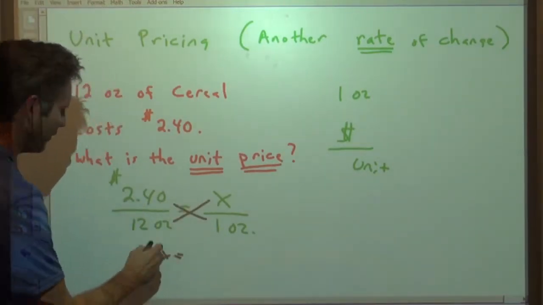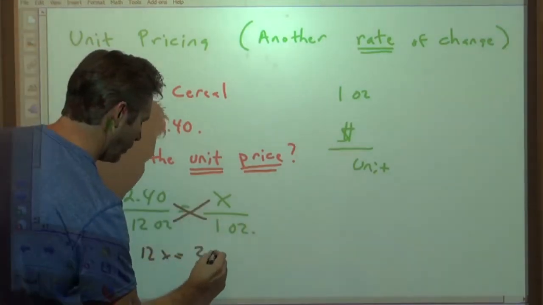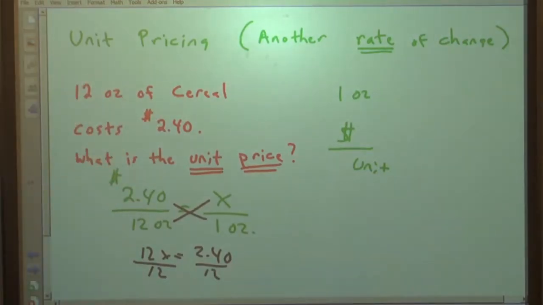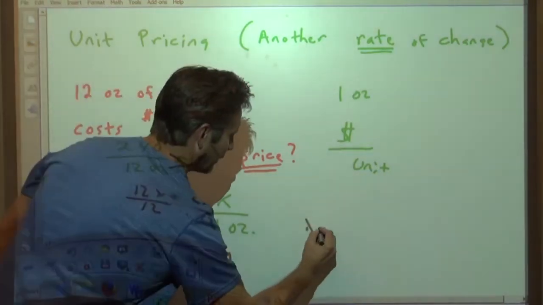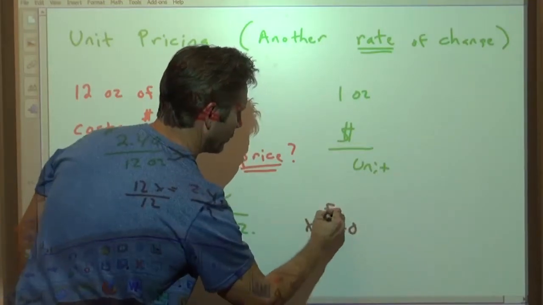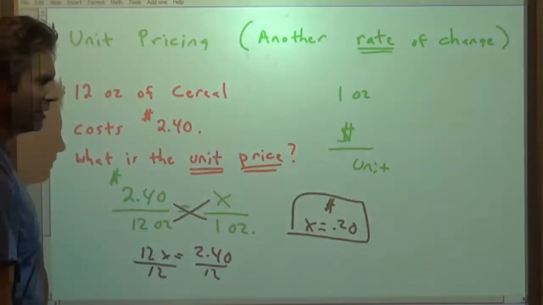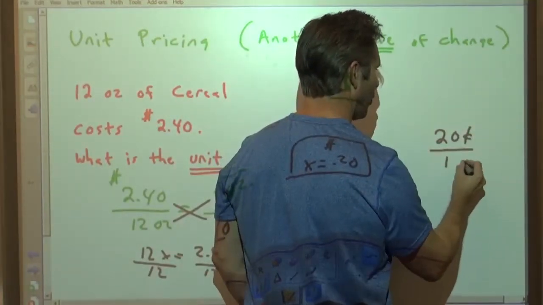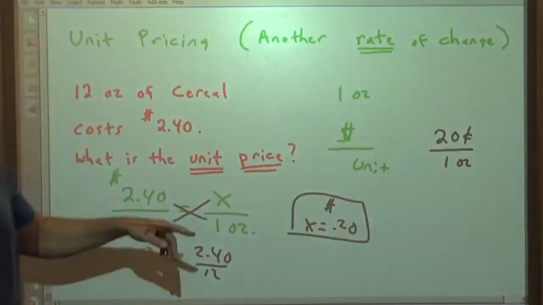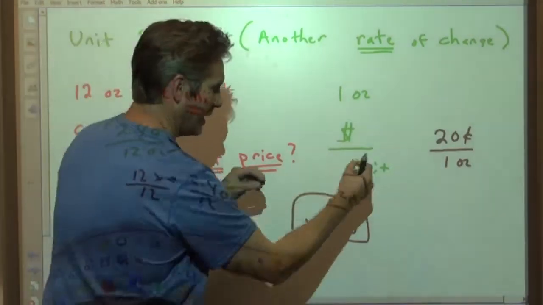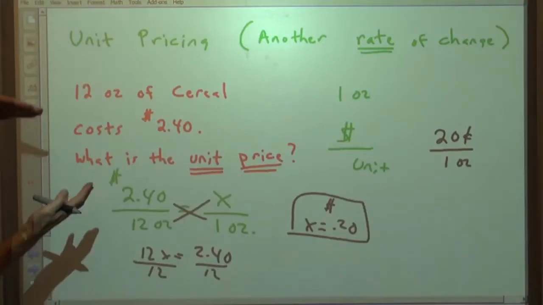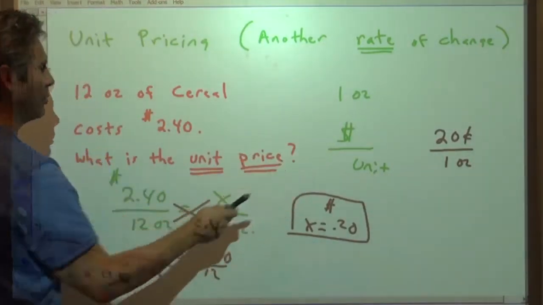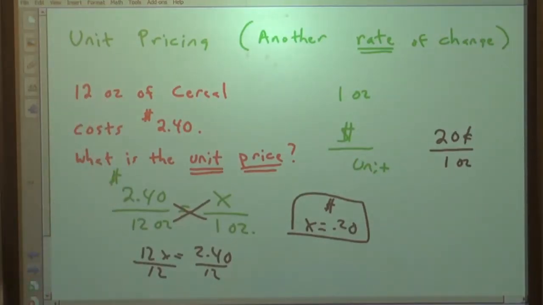12x must equal 240 times 1, so 240, and we divide this by 12, we divide this by 12, we get that x is 0.2. X is $0.20, which is the same as 20 cents an ounce. So we would say the final cost is 20 cents per 1 ounce. If you go to the store, you'll see those unit prices listed in fine print next to the $2.40 for the whole box of cereal.